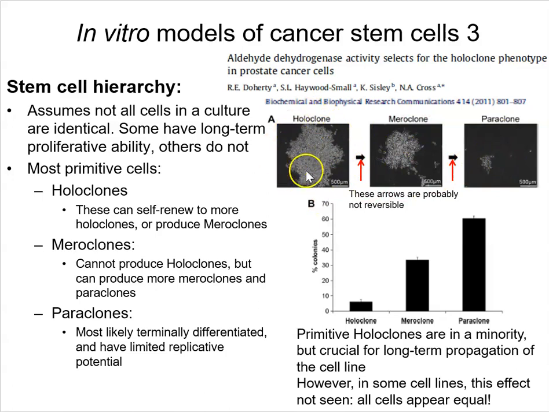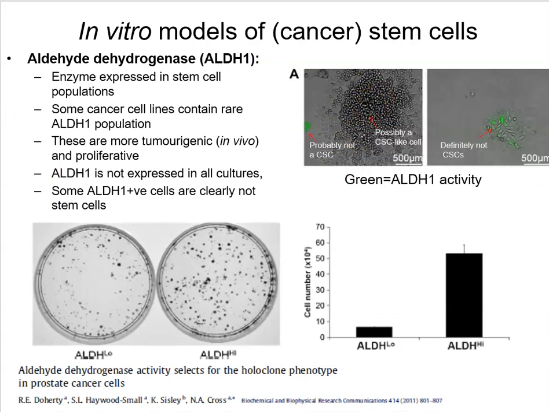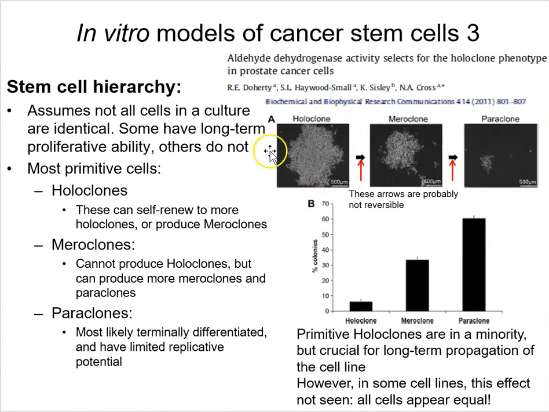However, these colonies, these very aggressive looking colonies, much like this one that we've just seen, these are what we call holoclones. And if you disaggregate this, it contains primitive cells which can give rise to more holoclones which grow very fast, mericlones and paraclones. And the cells that give rise to holoclones are a minority within typical cell lines. And we showed this for prostate cancer cells. So this shows that within established cell lines that we grow in the lab, we have a stem cell hierarchy. Some cells are more primitive than others, and those more primitive cells have a higher proliferative capacity.